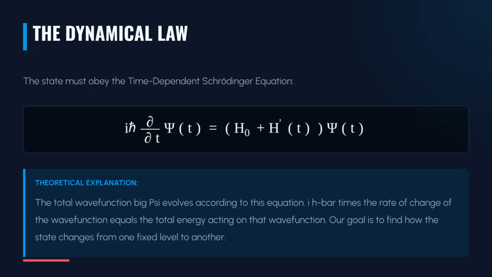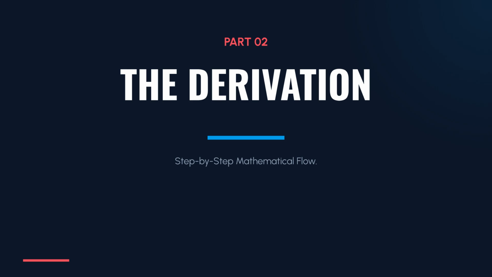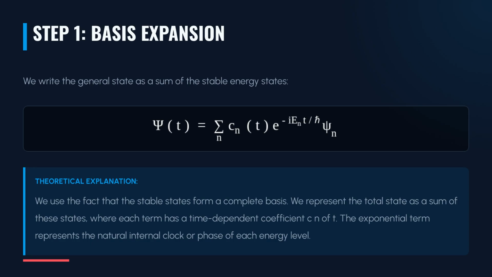The entire system state must obey the time-dependent Schrödinger equation. Our goal is to find how the total state, big Psi, changes over time due to the perturbation. Now we move to part 2, the derivation, focusing on the step-by-step mathematical flow. Step 1 is basis expansion. We write the general state as a sum of the stable energy states, using time-dependent coefficients c-n of t.